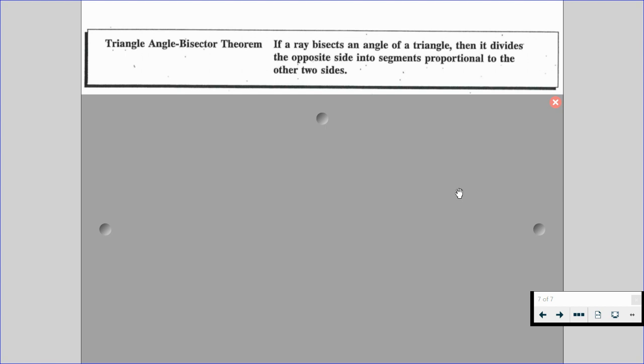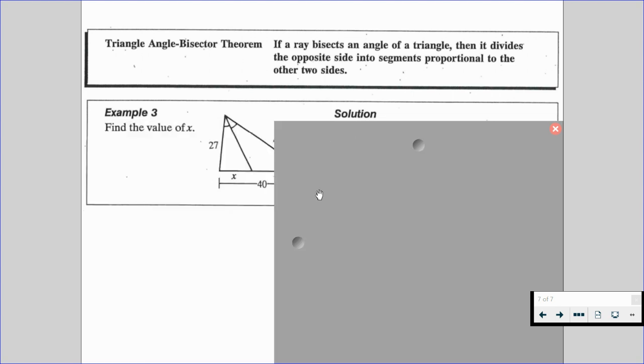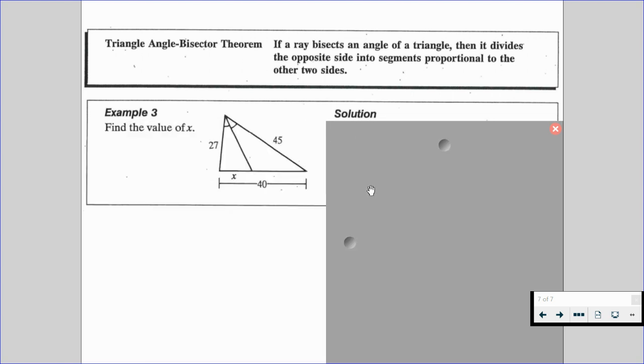We also now have what's called the Triangle Angle Bisector Theorem. Try saying that 5 times fast. I know I can. And it states that if a ray bisects an angle of a triangle, then it divides the opposite side into segments proportional to the other two sides. So in example number 3, we're asked to find the value of x. And we're given that this ray bisects the angle because we know we have two congruent angles by the arcs.